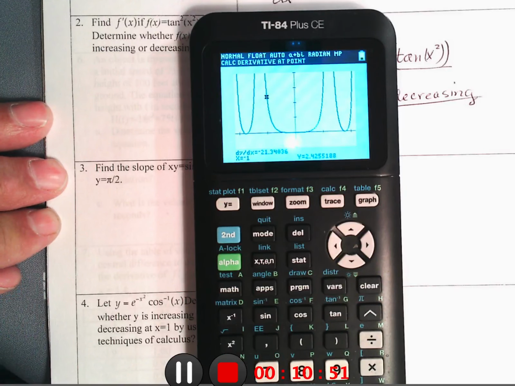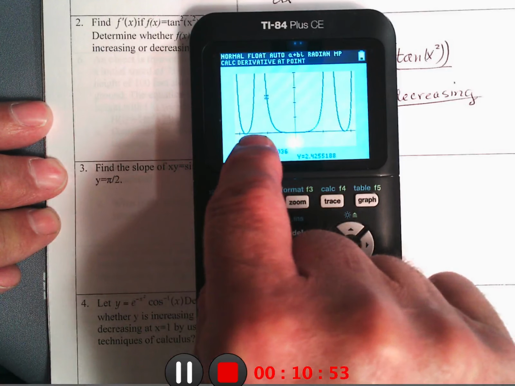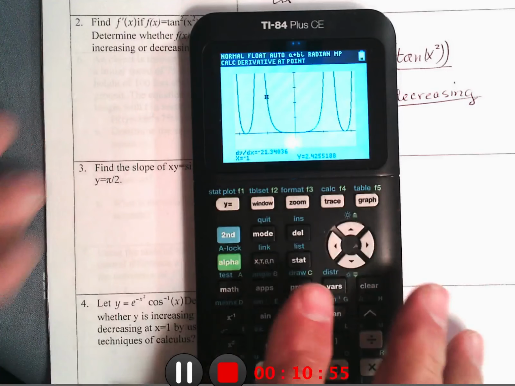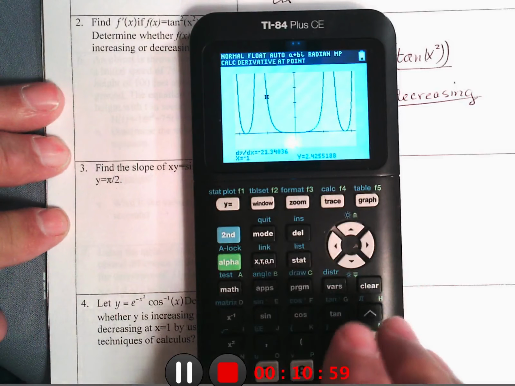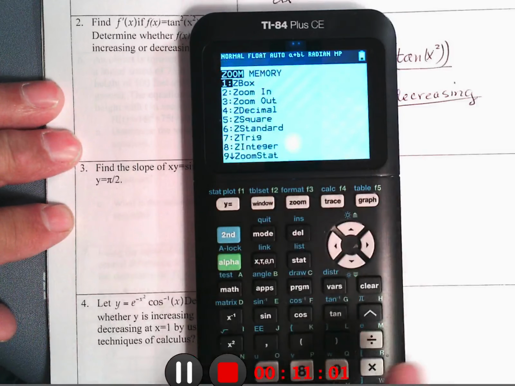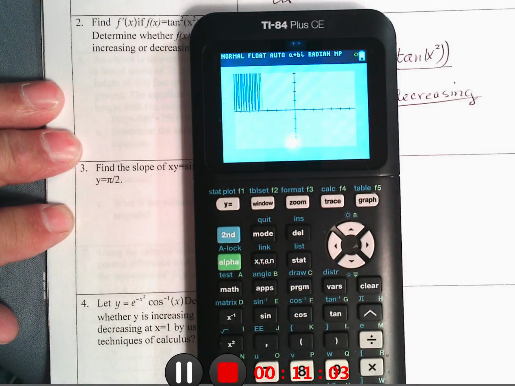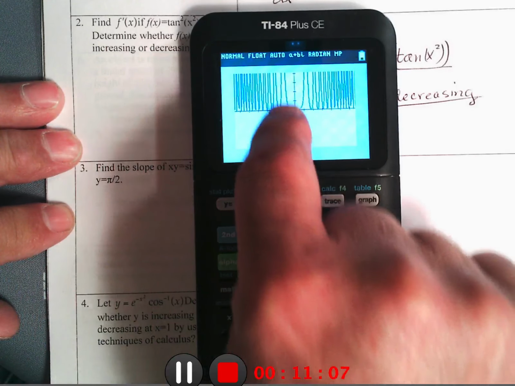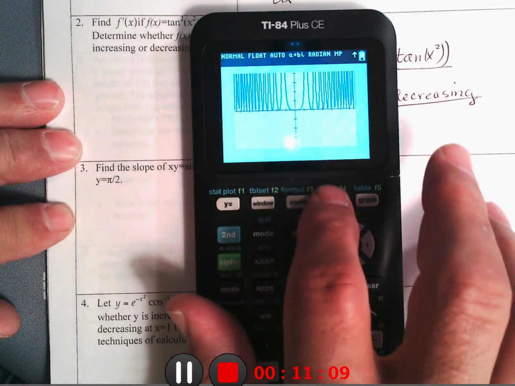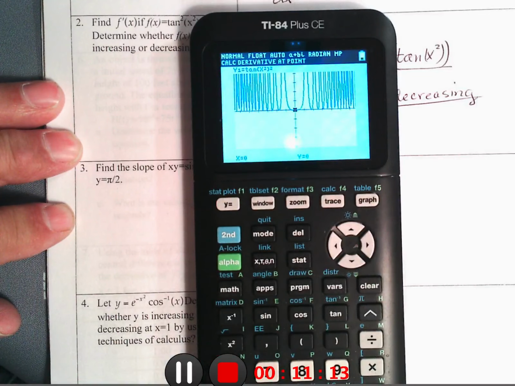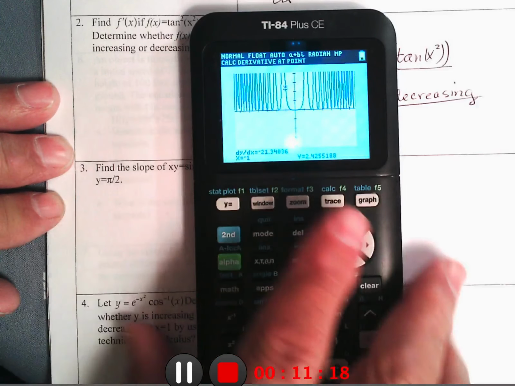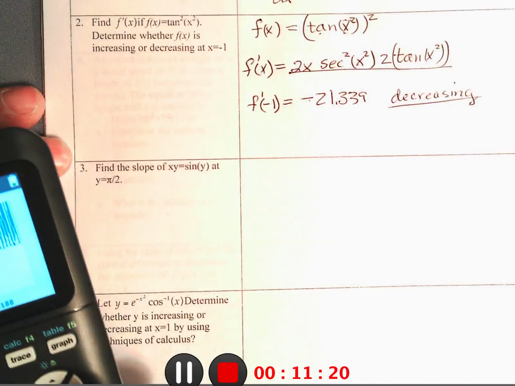The mark looked like -1 was further over, but that was because it was marking at pi over 2 when you do Zoom Trig. Okay? Zoom Decimal probably would have got us there better. Now -1's right there, and we can go second, calculate the derivative at -1. And we can see it's negative 21.34. Okay?